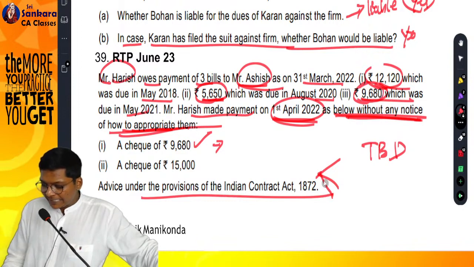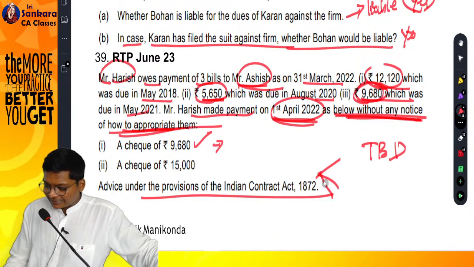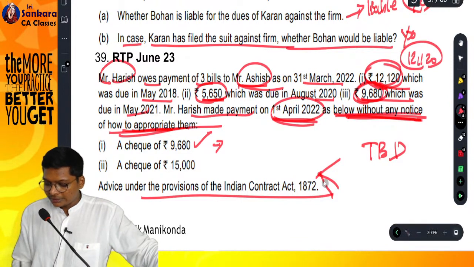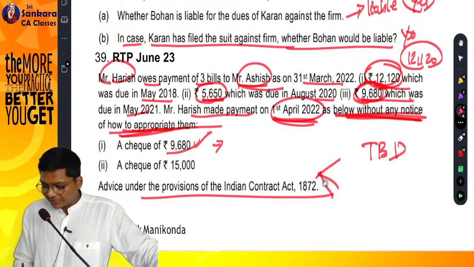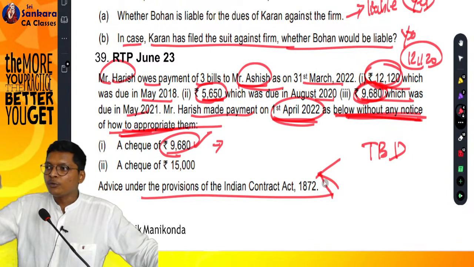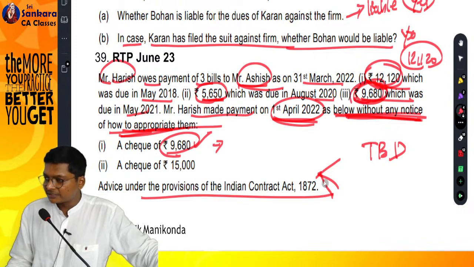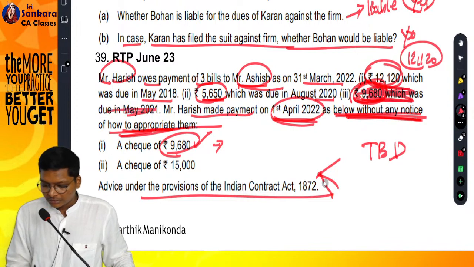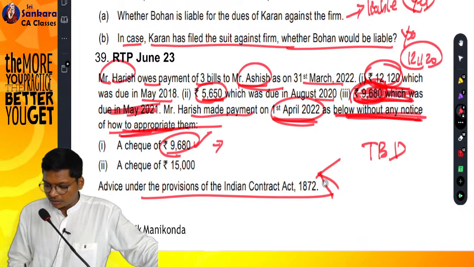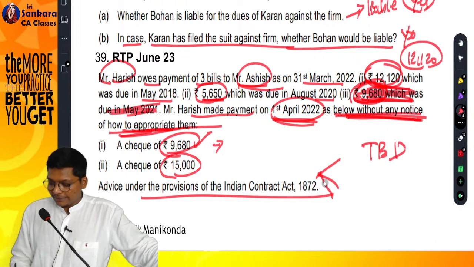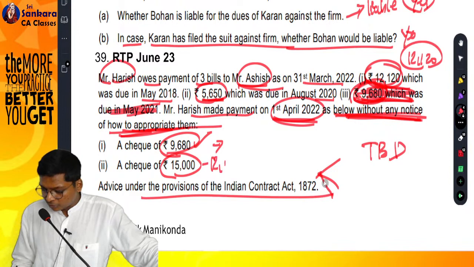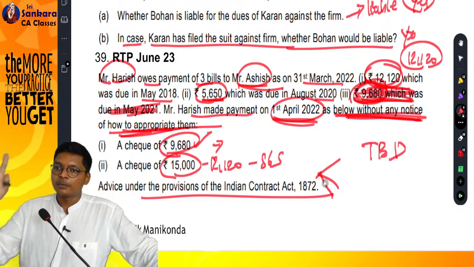Second, you are paying 9680. Usually I will adjust the first loan of 12,120. But you are not giving any notice. But the amount of 9680 is an implied communication to what? Adjust against 9680. Both are matching. So I will adjust with 9680. Next you are paying 15,000. Is there any other loan for 15,000? No. So first you will adjust with 12,120 and balance with 5650, not fully, to the extent available.